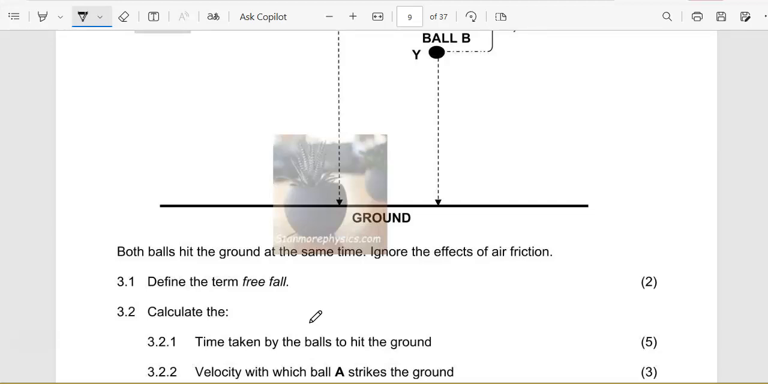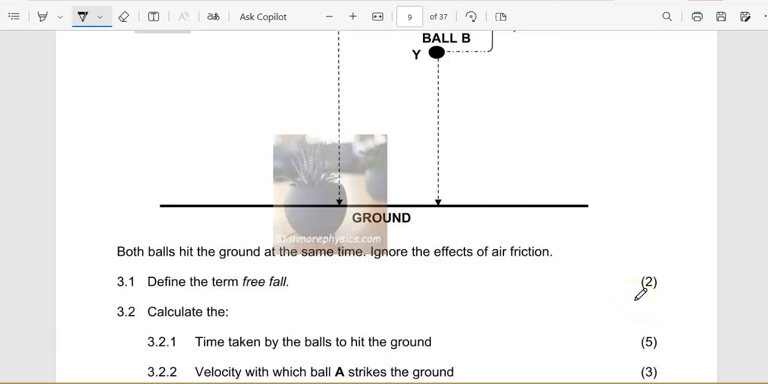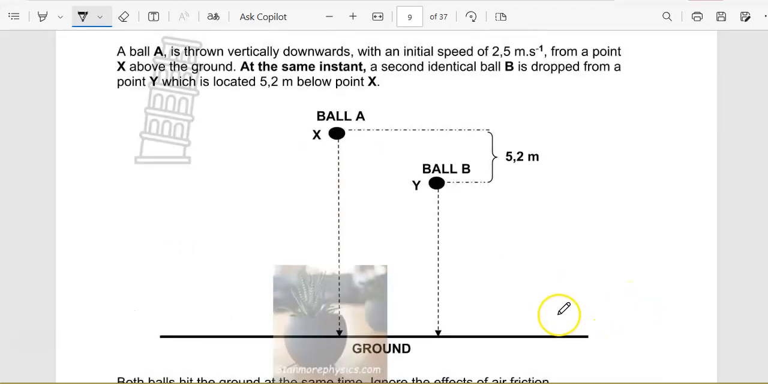Now they say calculate the time taken by the balls to hit the ground. They said both balls hit the ground at the same time, so this tells me that they traveled for the same time. Maybe we can just quickly do our data here. Let's see what we have. They want us to find delta t, and we're going to need the data.